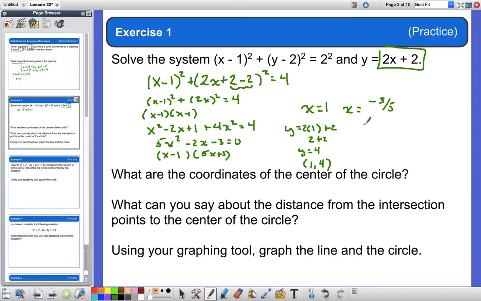And if we were to do this one, y equals 2 times negative 3/5, and then plus 2, and when we solve that, you're going to get y equals 4/5. And so then our other intersection point is (negative 3/5, 4/5).